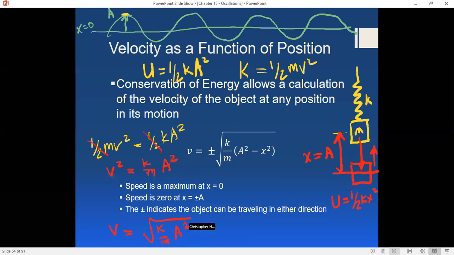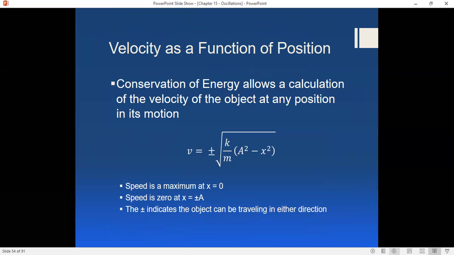All right. It's not so difficult to talk about this and say, all right, if we subtract off the potential energy from what the kinetic energy is, we can rewrite this. I'm not going to go through the whole derivation. Change this to k over m times A squared minus x squared. And that becomes my expression for velocity at any point for this simple harmonic oscillator. And again, it's just conservation of energy. We consider that there's no energy loss due to work.